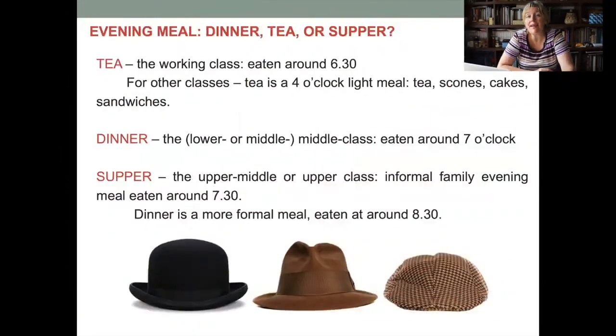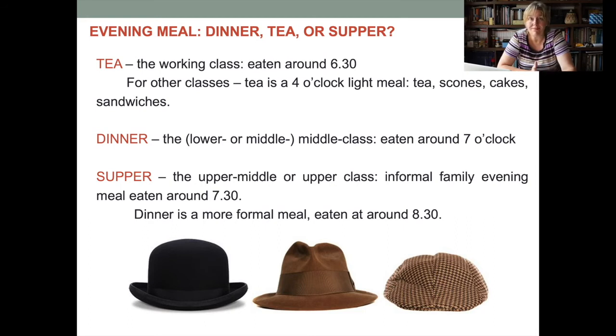Also, another thing. What do you call the evening meal? What's the last meal of the day? There are three possibilities: dinner, tea, or supper. And the exact usage of these words is also dependent on the social class. So let's say the word tea is used among the working class, and it's eaten around 6:30. For other classes, tea is a 4 o'clock light meal, with tea being drunk, but things like scones, cakes, and sandwiches also being served.